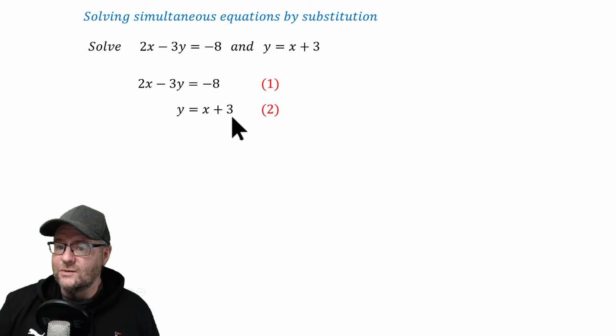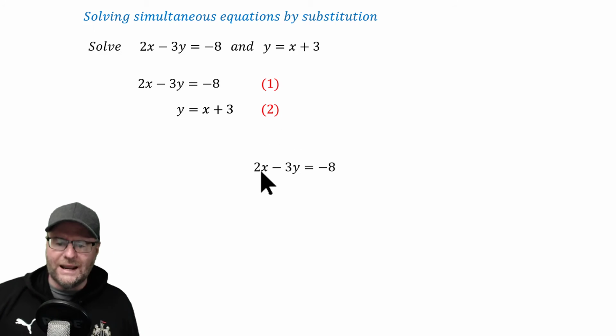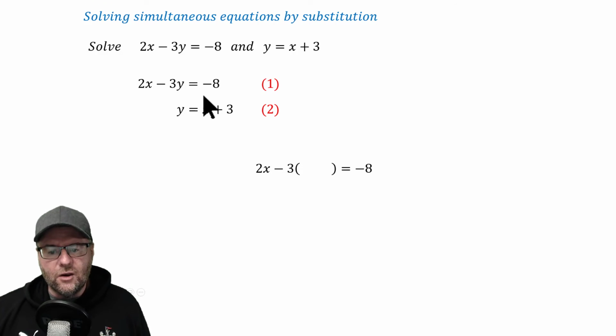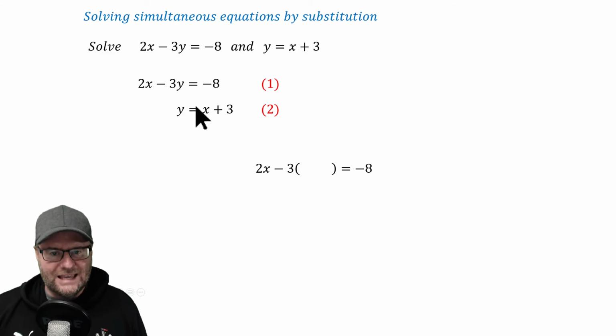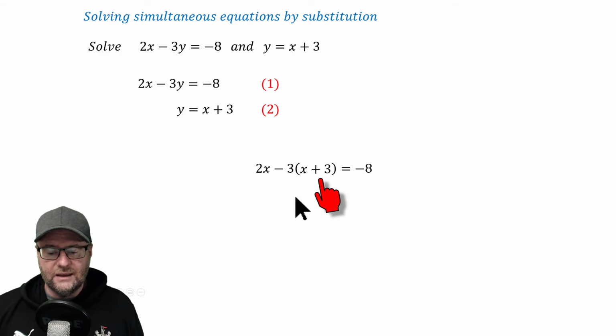Now look at number 2. Something here is really handy for me. It's y equals and then this bit. It tells me what y equals. Well, that's great, because I can take that and substitute it into 1. I can replace the y with this bit. So let's write equation 1 out again. Wherever I see the y, I'll put a set of brackets. And I know that y is x plus 3. So I'll replace the y with x plus 3. I'll put it in there.